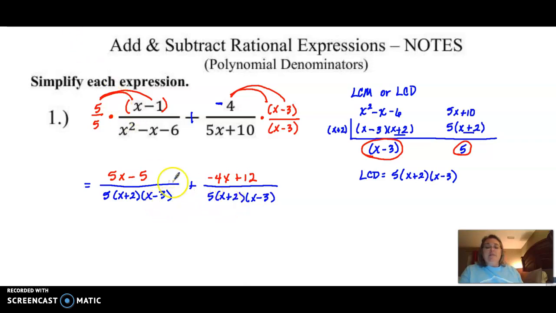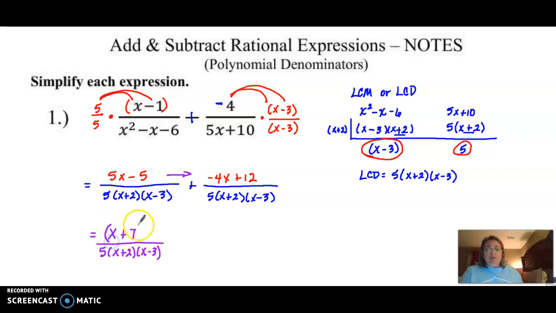Once we have our common denominator and we've multiplied out everything on the top, we can simply, like we did before, add across the top or collect like terms. My like terms, 5x and -4x, gives me 1x. Remember, you don't have to write the 1 in front. And then a -5 and a plus 12 give me a plus 7. Our denominator, we do not change the denominator. So it stays 5 times x plus 2 times x minus 3.